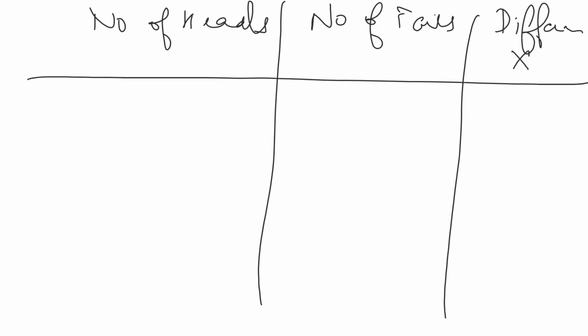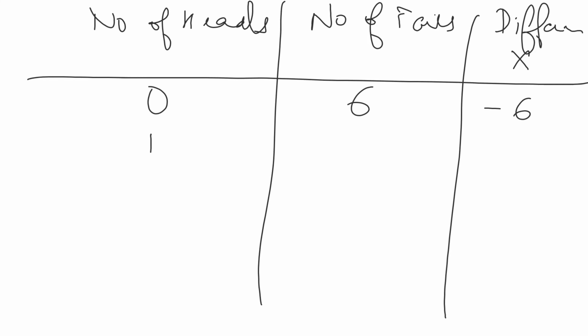Out of 6 times, there can be 0 heads. And if it is 0 heads, then 6 times we'll get tails. So the difference is -6. Are you able to understand this? 6 times we are tossing a coin, 0 times we are getting heads, so naturally 6 times we'll get tails. So the difference is 0 minus 6, which is -6.